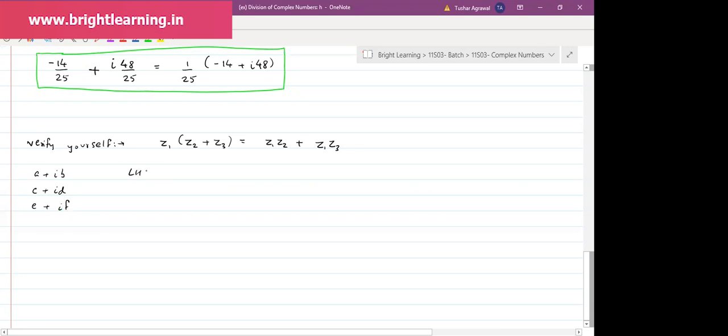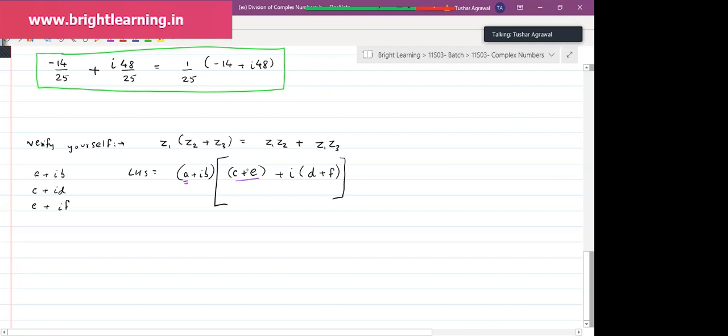So the LHS will be something like A plus I times B multiplied by, what my addition will be, C plus E is the real part, and I times the imaginary part is B plus F, not I times B plus F. So these are my two real parts. These are my two imaginary parts.